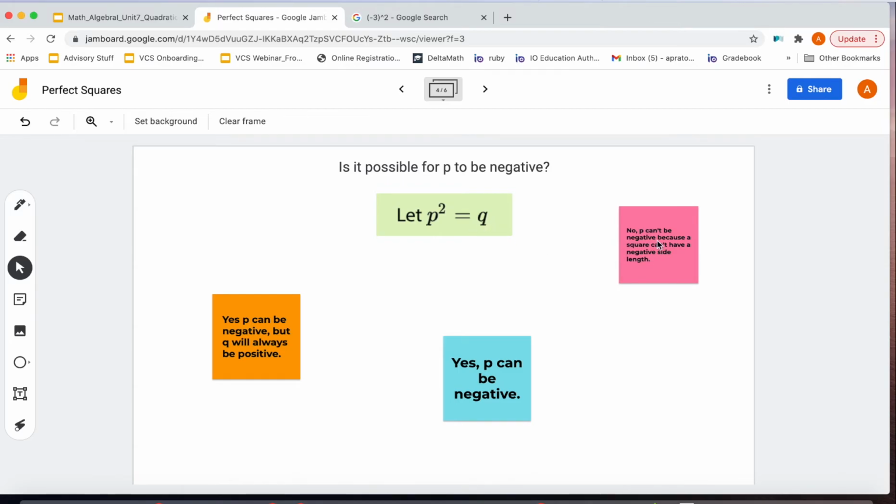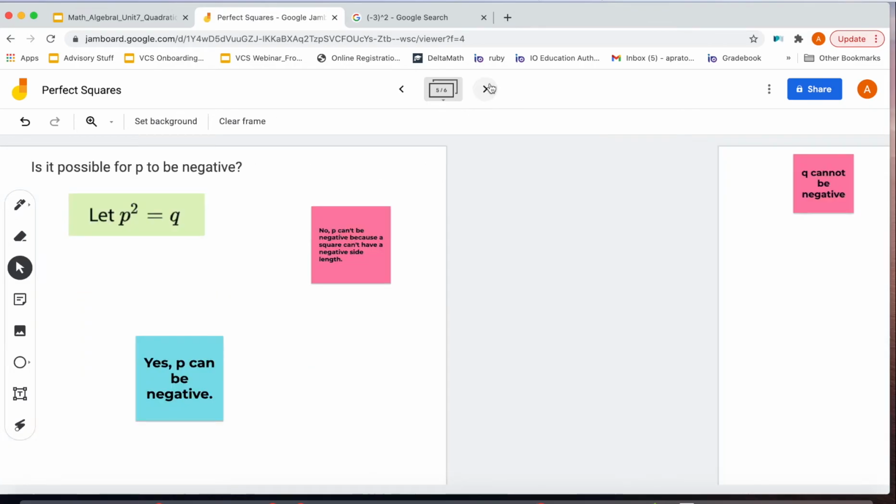This person said, no, p can't be negative because a square can't have a negative side length. Interesting. So you're talking about a context of a problem when we're talking about finding area. In that case, that would be true. But because we're talking about an abstract equation, we can actually square negative numbers. Negative numbers are allowed to be squared.